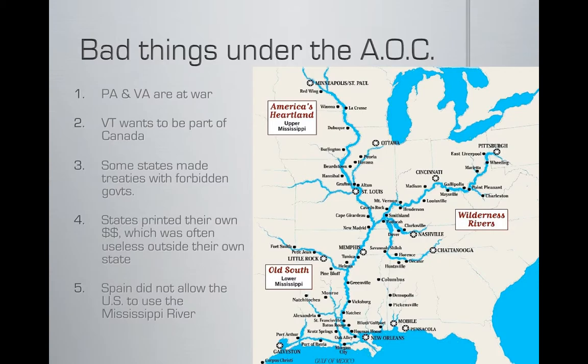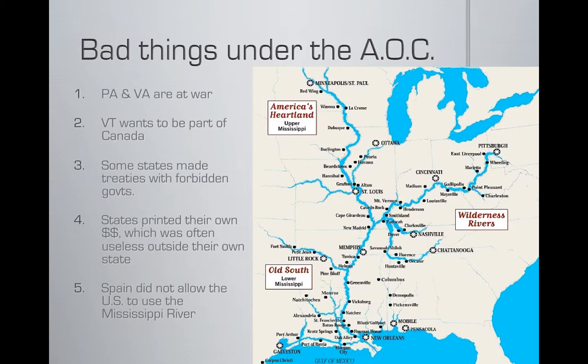Now, here are some bad things that happened under the Articles of Confederation due to the weaknesses of the Articles of Confederation. First of all, Pennsylvania and Virginia are at war. They were having a border dispute. There is shots fired. Vermont, which becomes their 14th state, wants to become part of Canada. Why not? I guess, and there's nothing that the Congress could do about it. You had some states, let's just use Pennsylvania. Pennsylvania wants to start trading with Great Britain. We can't control that, so that would be a forbidden country.